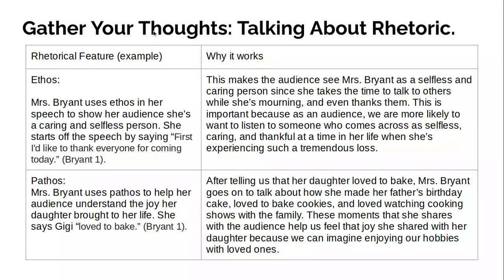I did the same thing while I was reading through the speech so that I could gather my thoughts about talking about rhetoric. So again, I made like a little table. You can do this however you would like to. But on one side, I've got the rhetorical feature that I see happening, right? And then the example from the speech. And then I have information about why it works so that when I'm going back to writing about this later on, I don't have to reread the whole speech and try and find everything all over again.